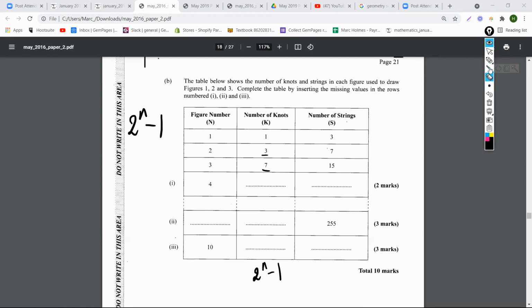So 15 should be here. Yeah, it definitely should be 15 knots there, guys. And then this should be 31, guys. This should be 2 to the n plus 1 minus 1. So this should actually be 2 to the 5 minus 1, which should actually be 32. So this pattern is not that easy to see still, to be honest.